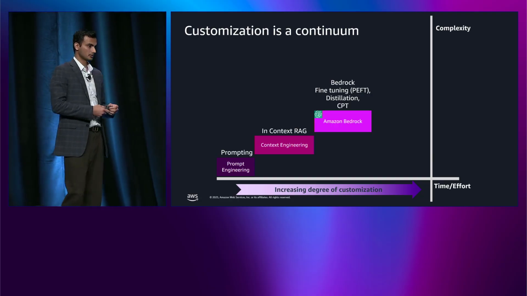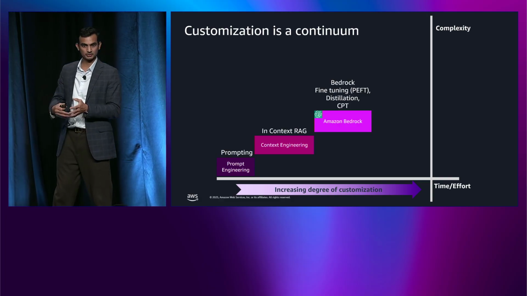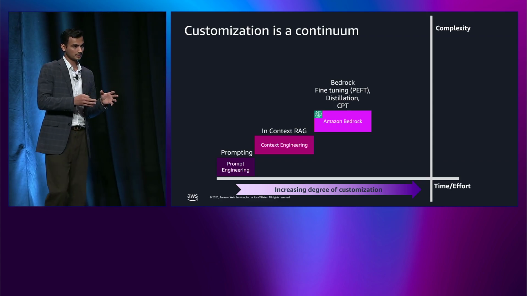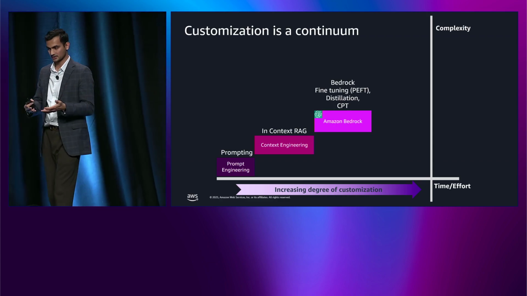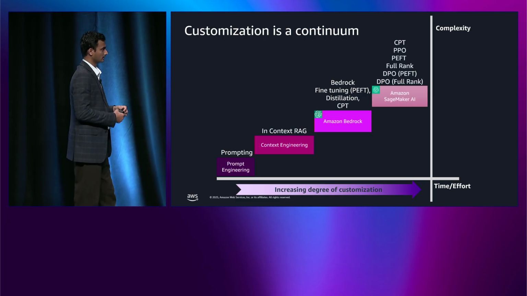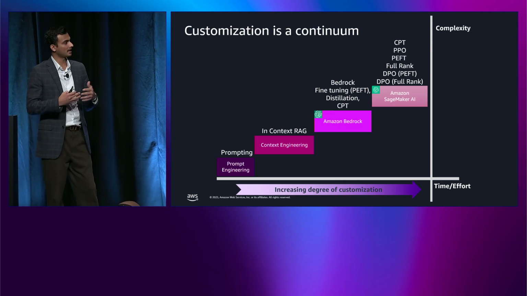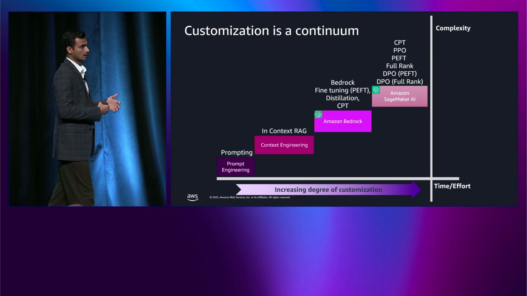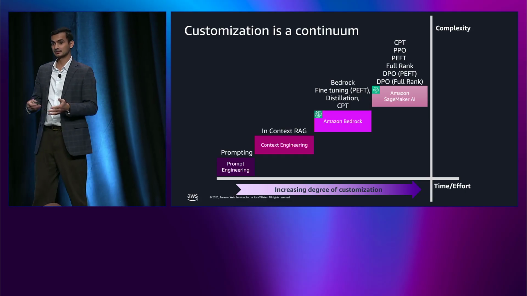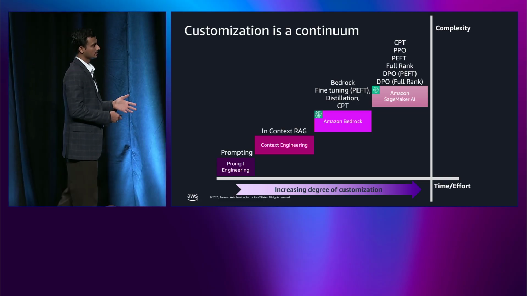And then you also have continued pre-training, or CPT, where you are exposing the model to additional domain knowledge to expand its knowledge base. These techniques require more effort than prompting or context engineering, but they generate tailored output. And then lastly, you have Amazon SageMaker AI-based customization options. Here you get the maximum flexibility and control, starting with full rank fine tuning, where you can adjust all of the parameters of the model. These are really powerful techniques, but they do require you to have ML expertise.